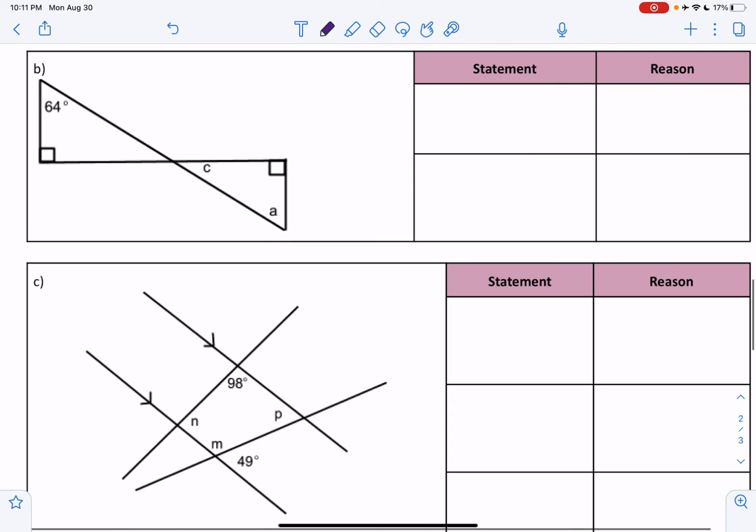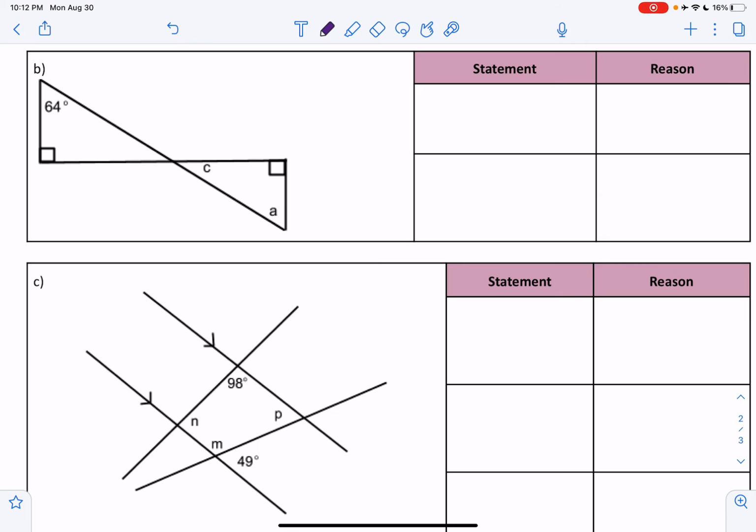So this next one here is a little bit different. We do have two parallel lines, which are these ones here, right? So we do have two parallel lines. Now the reason why I know that these are parallel is because of these right angles. Because they are both right angles, they're both going exactly straight up and down, so they are parallel to one another.